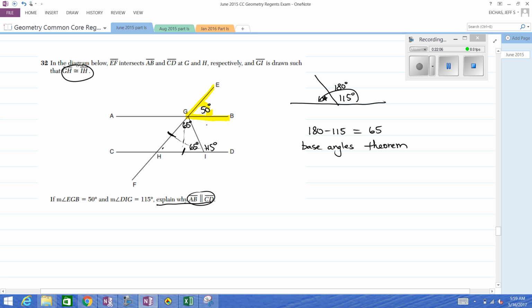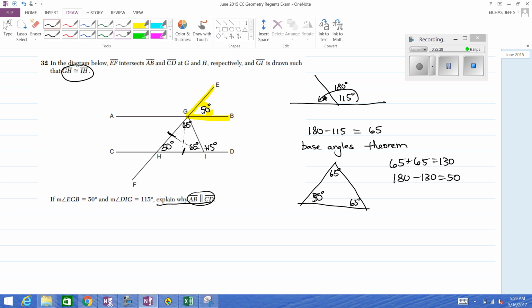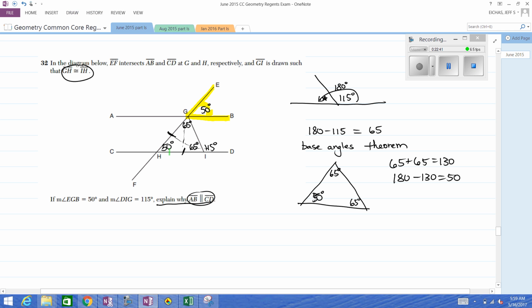Now what we have is a triangle. And very simply, we're going to add those. 180 minus 130 is 50. So this angle is 50 degrees right here. Okay, well that puts that right there. And if you look, let's say in these two positions, we'll use that. Those two positions right there are corresponding angles.